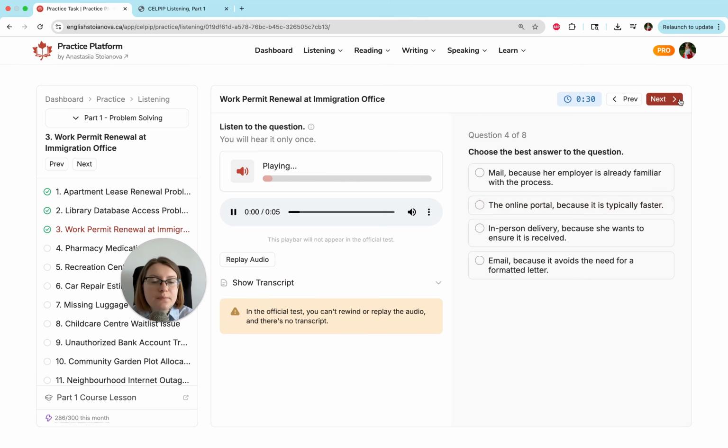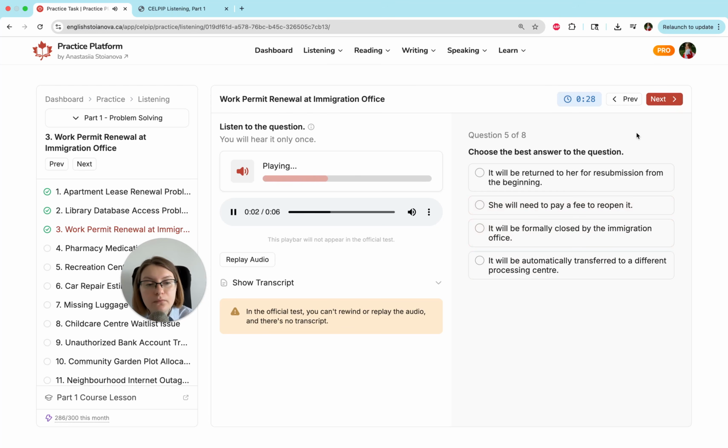Let's go next. Question 4. Which submission method does Aisha prefer and why? Okay, which submission method does she prefer and why? Mail, online portal, in person, or email? Remember, she said she needs it fast, right? So the online portal, all right, because it's faster. So here we go. And this one would be wrong because they talked about a certain format, right? So yeah, okay, good. Question 5.